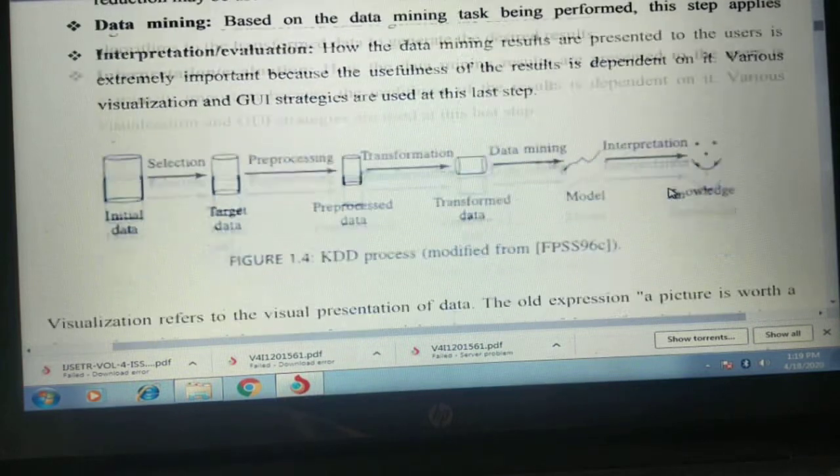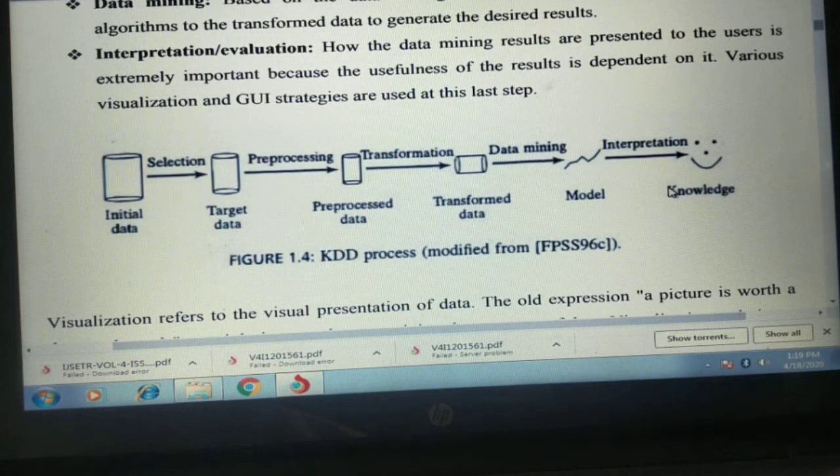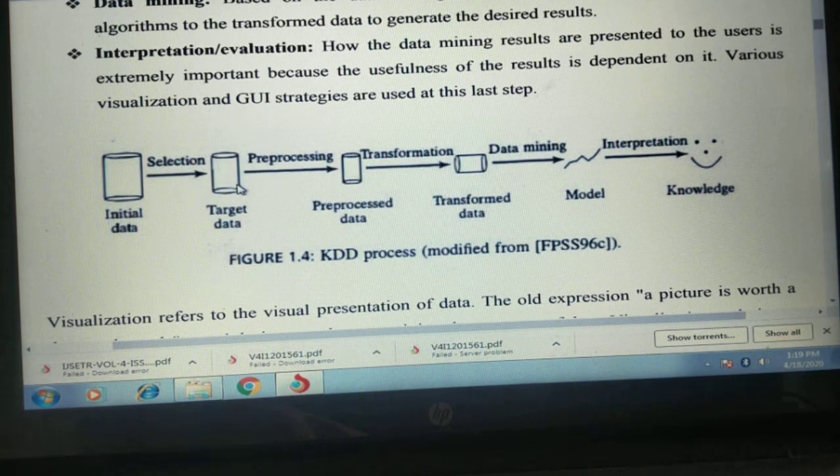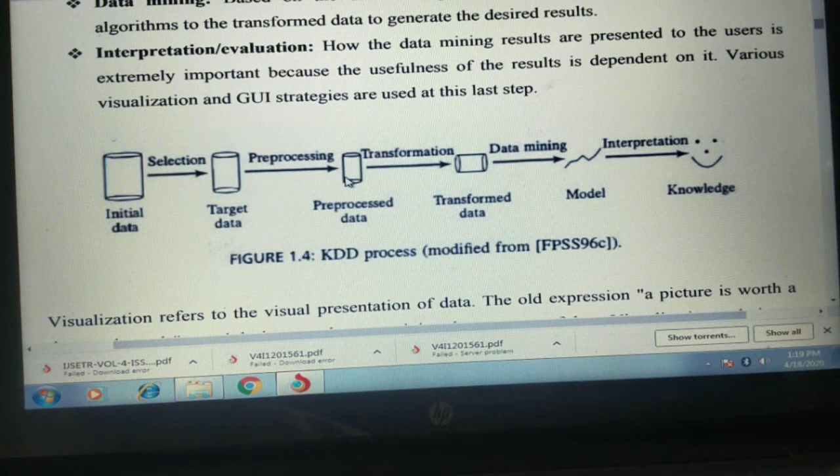Moving further, we are looking at this diagram, that is the KDD process. Here initial data is there. This is the first step, selection. In this we are selecting the data which we require. After selection of the data, the pre-processing step is done. Then the next one is transformation, as we discussed, into some common format. Then we apply the algorithm to generate results, and those results are interpreted by the user, and this result is nothing but the knowledge for the user. That is why it is called knowledge discovery in databases.